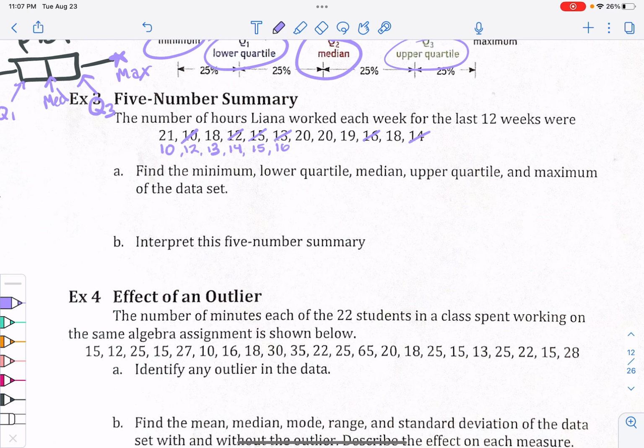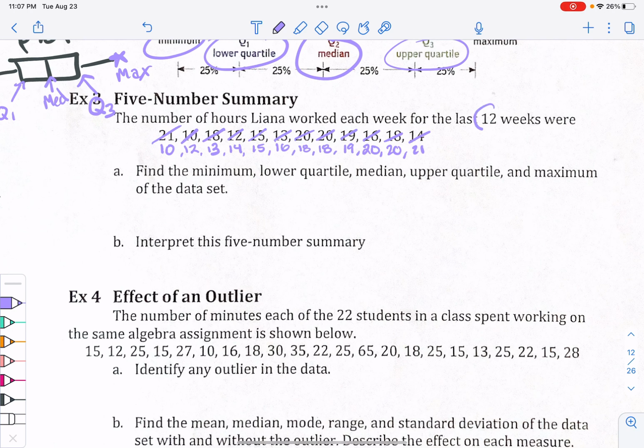16, 18, and another 18. And then we have a 19. It's going right below itself. 20, 20, and 21. So 2 20s and a 21. And because I put them right below, I know that I didn't miss anything, okay?